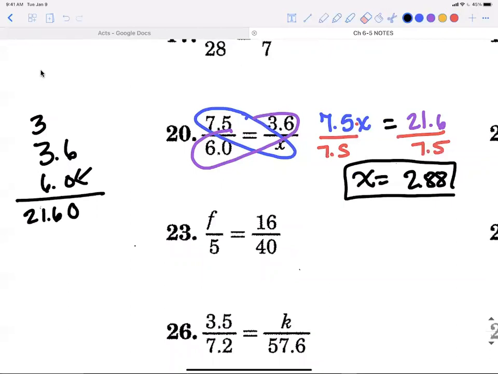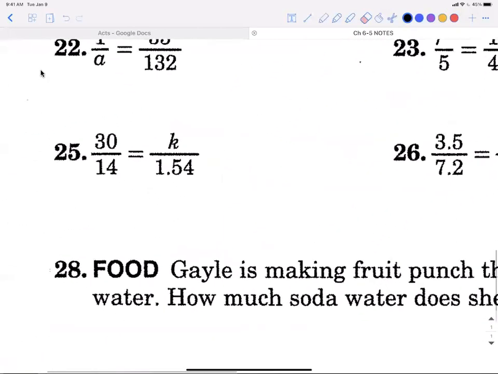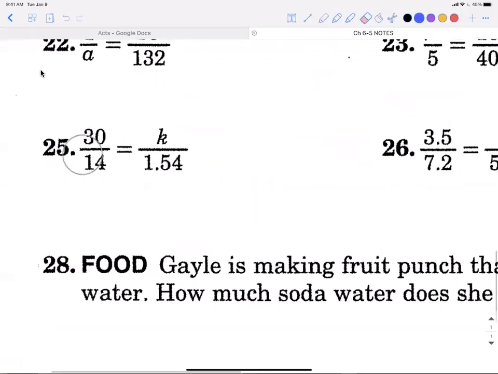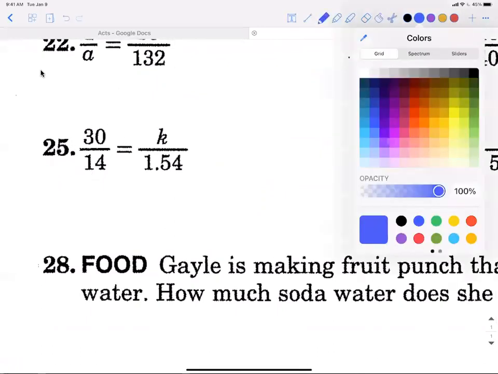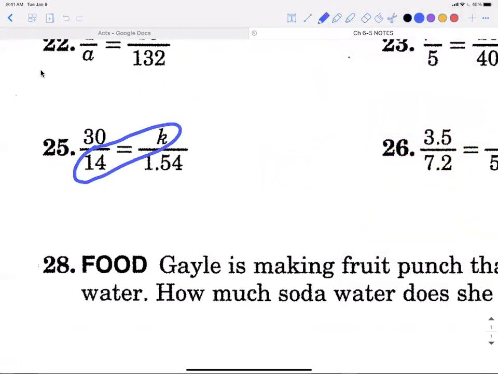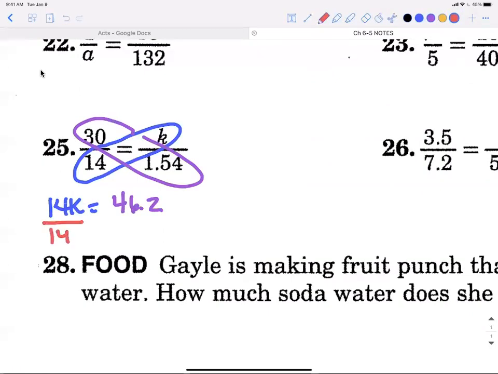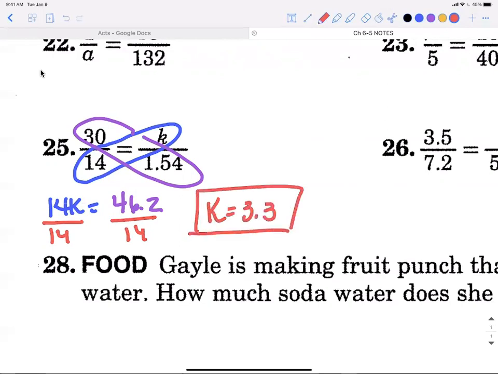All right, pretty straightforward. Not really a whole lot of hard that goes with these. Again, it doesn't matter which way you crisscross first. I usually do the cross that includes the variable first. 14K equals, go this way, 1 times 1.54, 30 times 1.54 equals 46.2. And then you divide by whatever is attached to the variable, which is 14 in this case, and you get K equals 3.3. These are pretty basic, pretty simple. Okay.